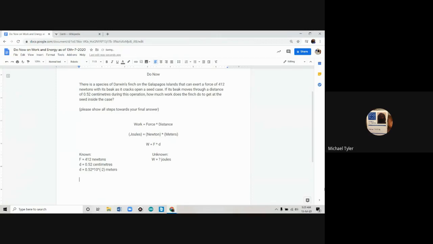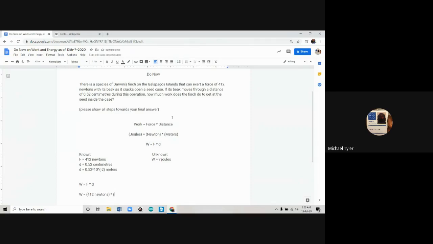Let me come down one more. Now we have to do the calculations. So remember, we can't really use the centimeter version. And we know the equation is equal to this. So let's take this and set it up and come over here so it can all line up in steps. The work is equivalent to our force, which we said was 412 newtons, right? Multiplied by our distance.